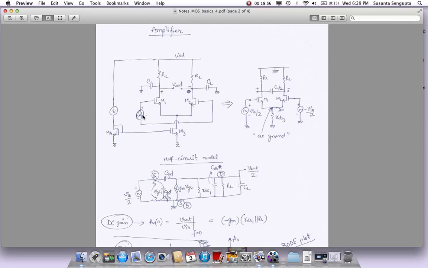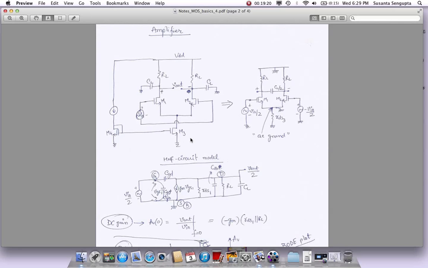So we apply an input here, and this is our output, and this is going to act as a voltage amplifier. We want to calculate what is its voltage gain. We want to calculate what is its frequency response, what kind of Bode plot response it looks like, how does the gain roll off over frequency, and all this stuff, and that's what we will do. Okay. So what is the first thing that we do?